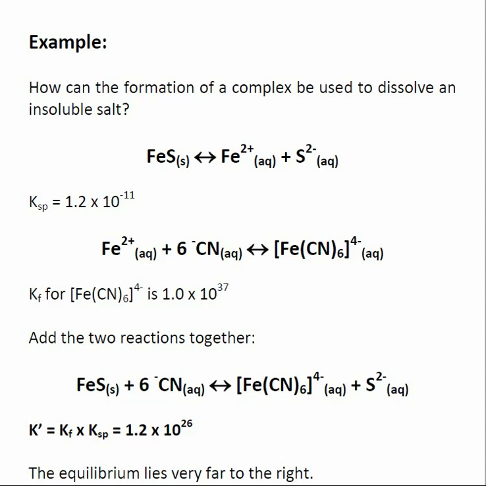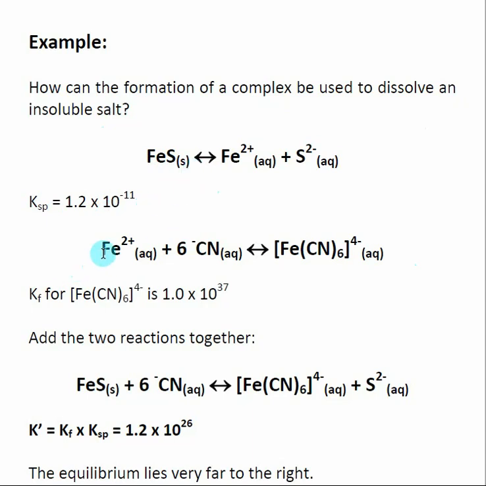Now let's take a theoretical look at why the formation of a complex can be used to dissolve an insoluble salt. So here we're going to be looking at equilibrium constants and try to come up with an explanation for this. Here's the equilibrium for an insoluble salt, iron 2 sulfide, and here's the Ksp for that insoluble salt.